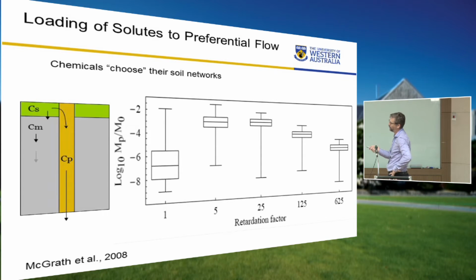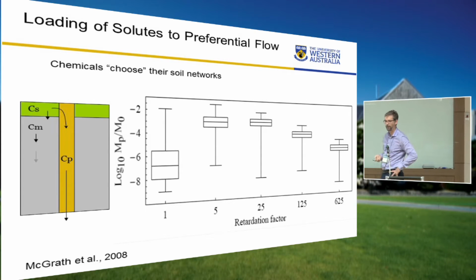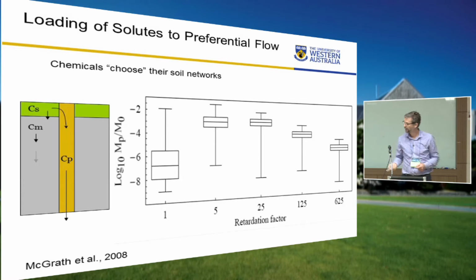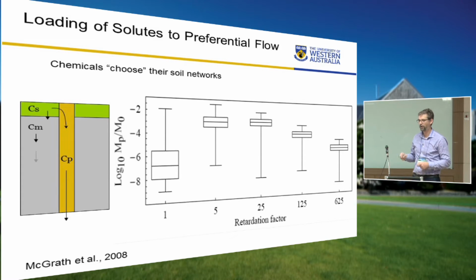Here we have, for example, a chemical that's been applied to the surface. We have a soil matrix and we have preferential flow. And the question we wanted to ask: where does this chemical want to go if we have some variation in rainfall? And what we're measuring on this plot here is the proportion of the chemical that ends up in this fast flow pathway. Here we have some chemical properties.